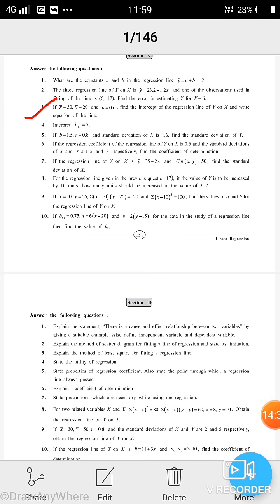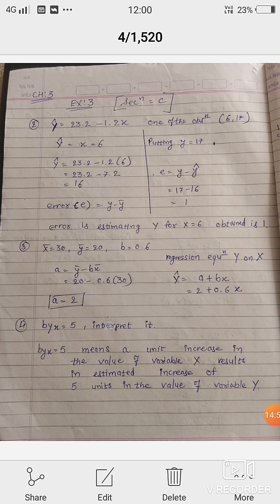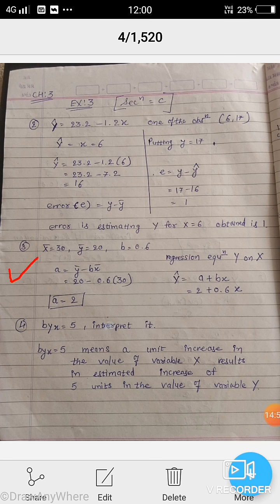Now let's read sum number 3. If x bar is equal to 30, y bar is equal to 20 and b is equal to 0.6, find the intercept of the regression line of y on x and write the equation of the line. Now see the solution of the sum: x bar is equal to 30, y bar is equal to 20 and b is equal to 0.6. This is already given in the sum.